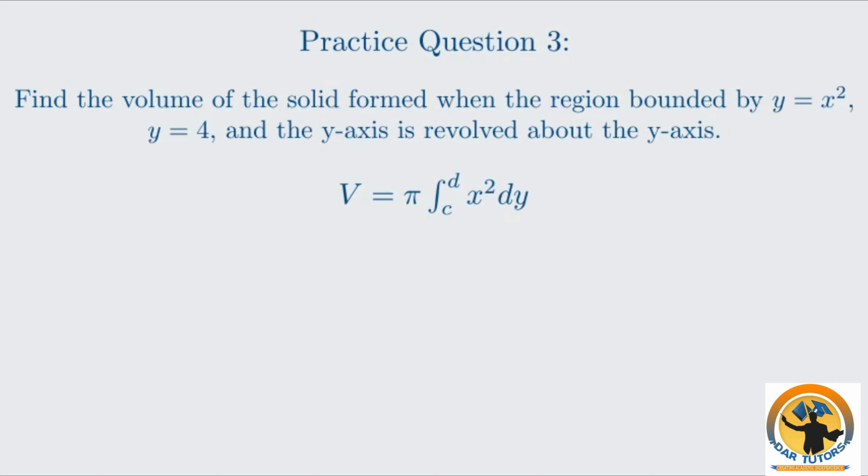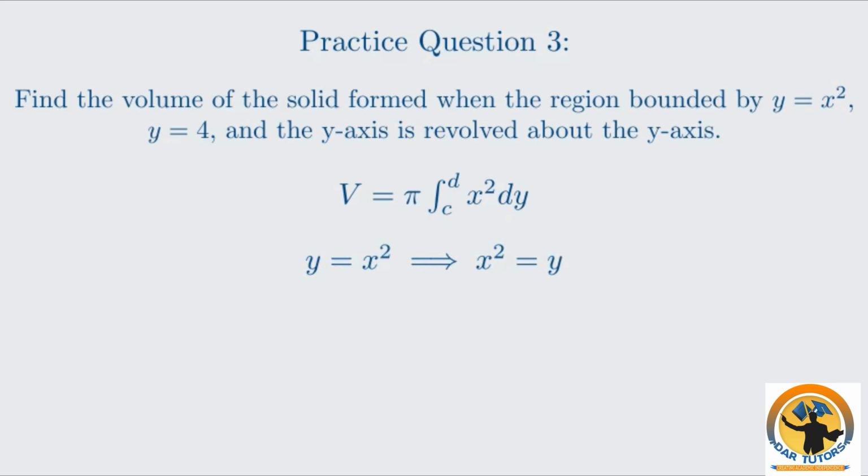We are revolving a region about the y-axis, so we need to integrate with respect to y. The formula is V equals pi times the integral from c to d of x squared dy. First, we need to express x squared in terms of y. From y equals x squared, we already have x squared equals y. So our function is x squared equals y.